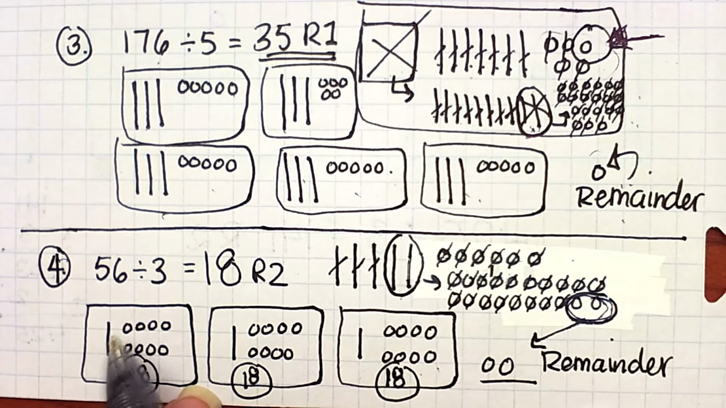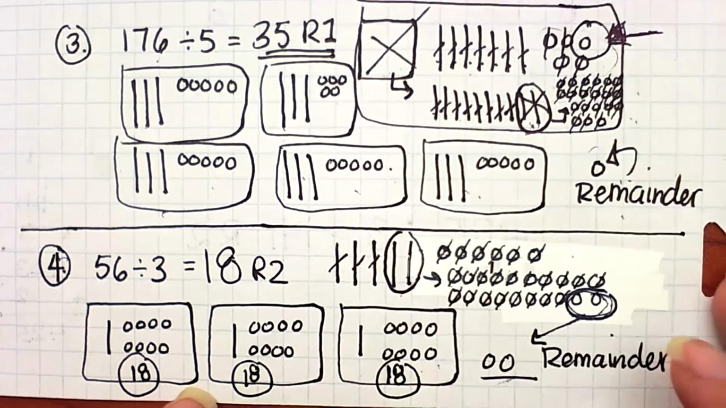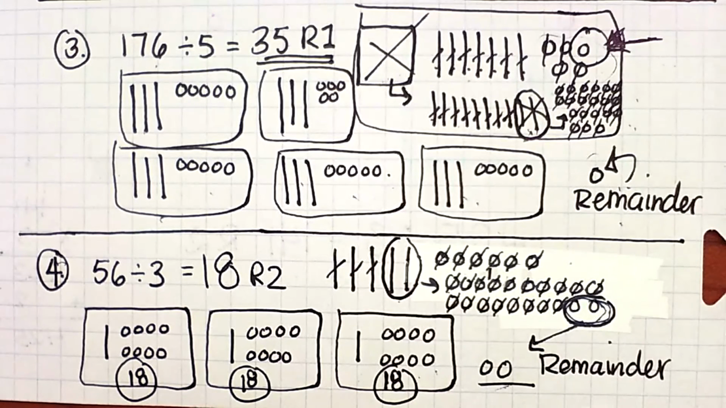So each group had one group of 10 and 8 ones, which makes 18. So 56 divided by 3 was equal to 18 with a remainder of 2, those 2 left over at the end that I could not share equally between my 3 groups.